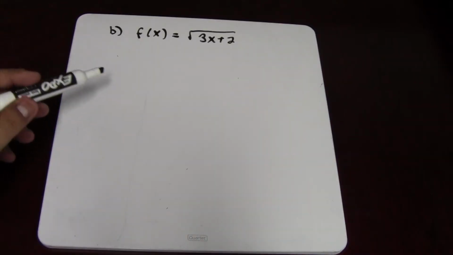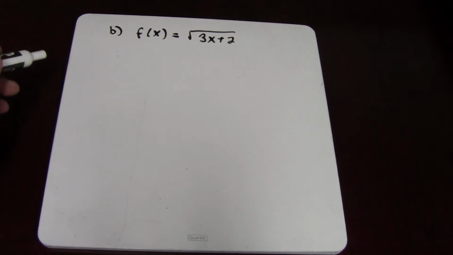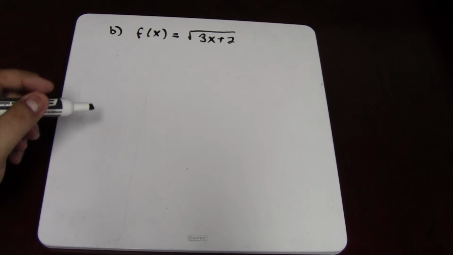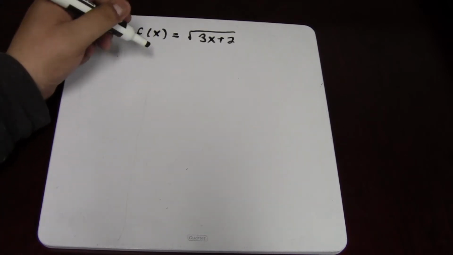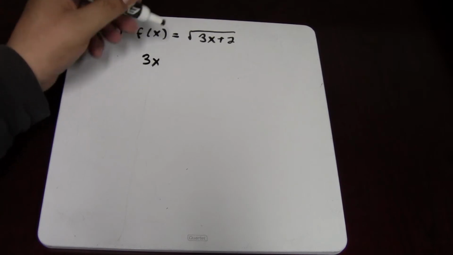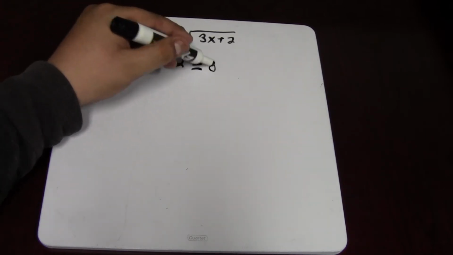Okay, in this example, we have ourselves a square root. And if we recall from the first part, the inside of the square root cannot be negative. So what that means is we're going to take whatever's inside this square root and set it to be greater than or equal to 0.